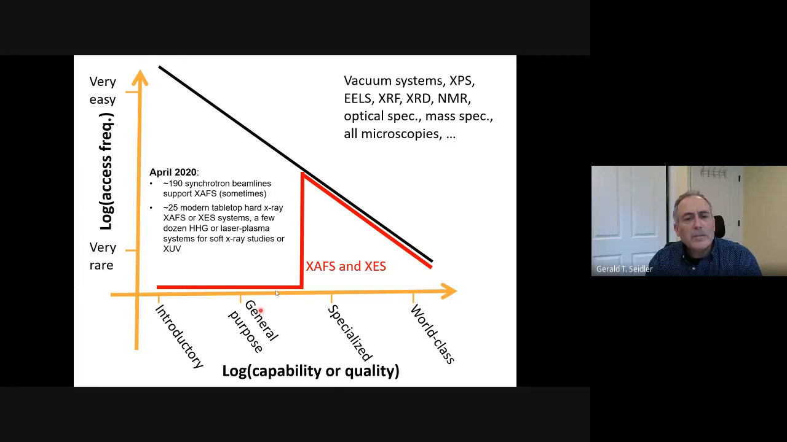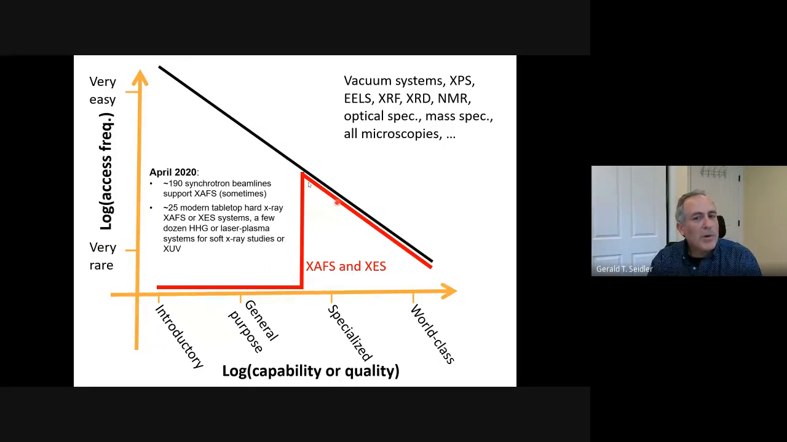But down here, for the kind of systems I'm going to tell you about today, there are only about 25 modern tabletop hard X-ray systems in the world, and maybe a few dozen higher harmonic generation or laser plasma systems for working at lower energies that I won't get into today. So there's a real imbalance, with 190 here and 20 here, and this is supposed to be a logarithmic scale.